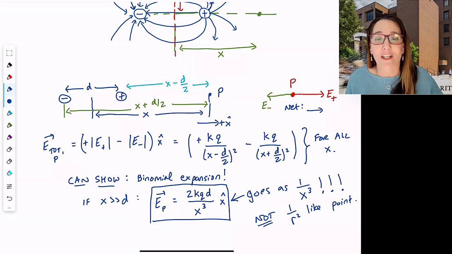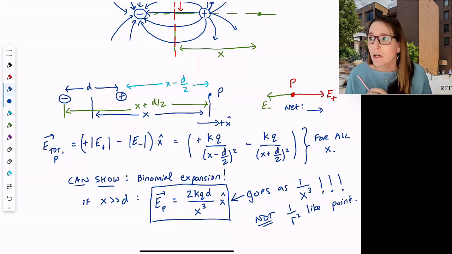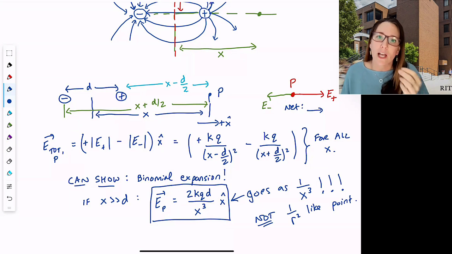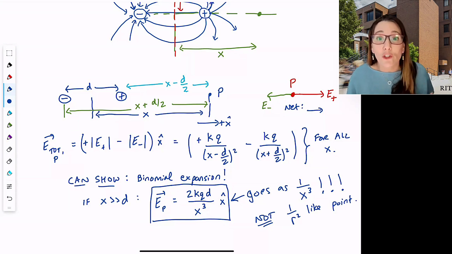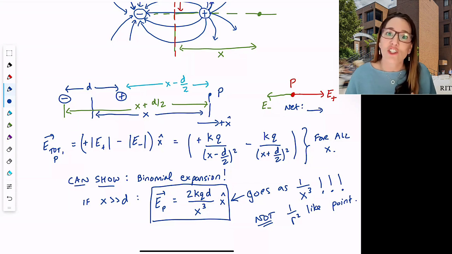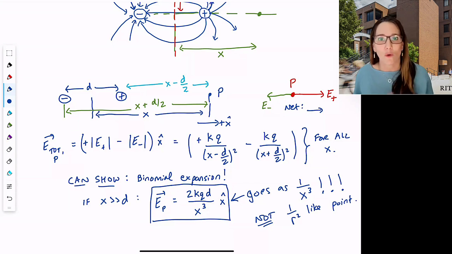What's very interesting about that is that if you're far away from something and you measure the electric field, and you don't get 0 because you're not infinitely far away, you can see how it depends on distance. If it goes as 1 over r squared, that something is a point charge. If it goes as 1 over r cubed, that something is a dipole. So you can actually have insight into the charge distribution from very far away with this result.